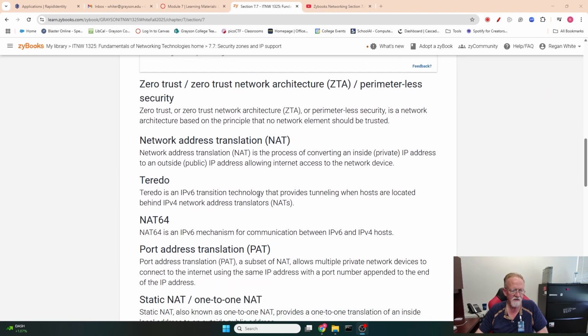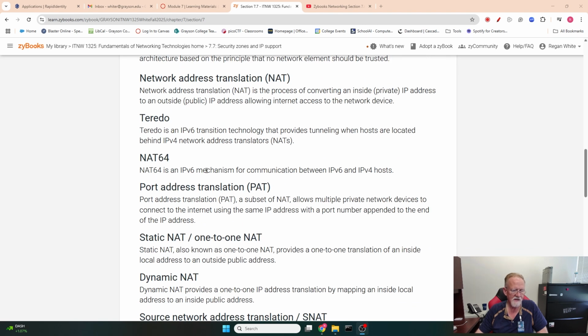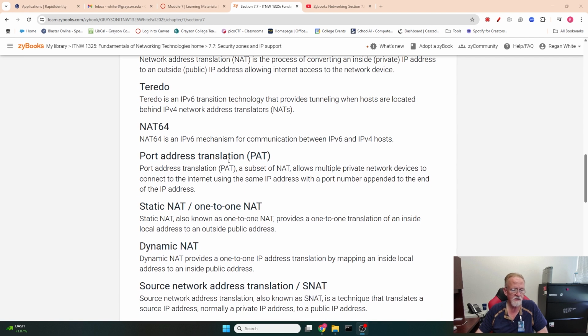Teredo is an IPv6 transition technology that provides tunneling when hosts are located behind IPv4 networks. NAT64 is an IPv6 mechanism for communication between IPv6 and IPv4. Port address translation, similar to network address translation, allows multiple private address devices to connect to the internet using the same IP address and port number appended to the end of the IP address. So not only are you translating the IP address from internal to external, but you're also translating the port.